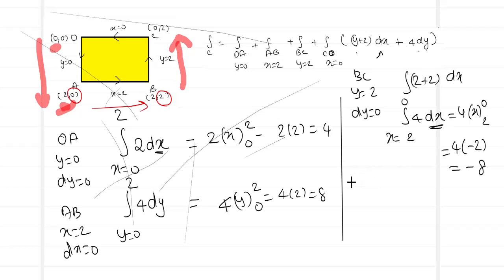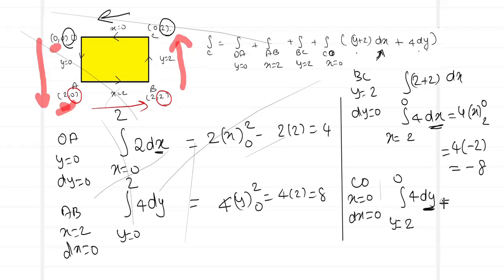Now the last line is CO. What is the name of the line CO? x equal to 0. So what happens to your dx? dx will also become 0. So this part with dx will become 0. What will exist? You will have 4 times dy. What is the variable here? dy is the variable. So you will have to check your y limit. Where does y vary? y varies from 2 to 0. This is the direction in which we move. So the lower limit for y is 2, upper limit is 0. So it is 4 times y between 0 and 2. So it is 4 times 0 minus 2. So it is minus 8.